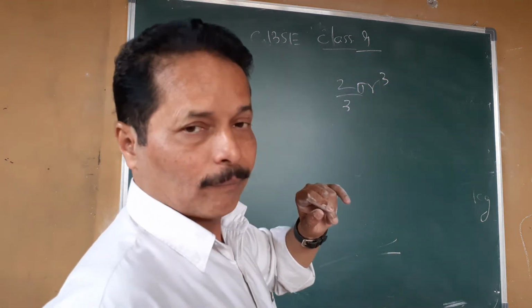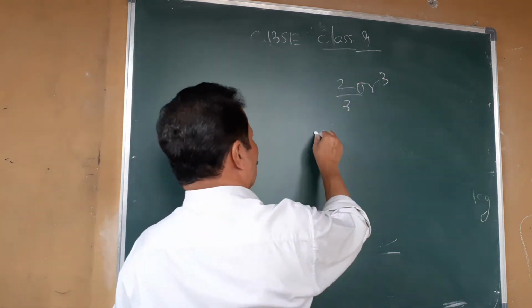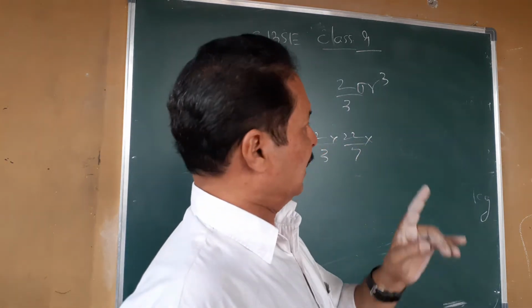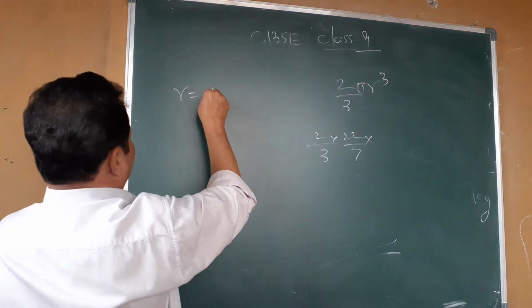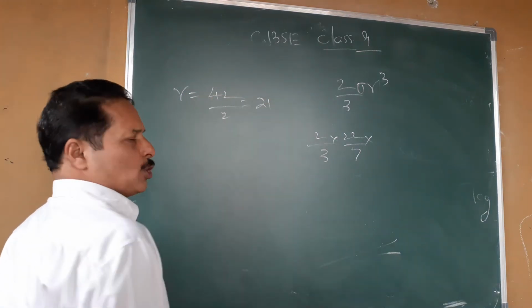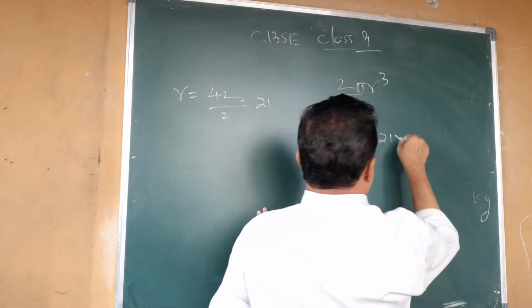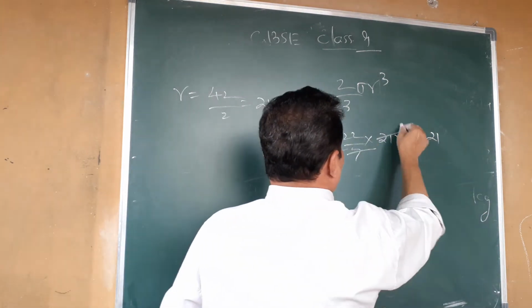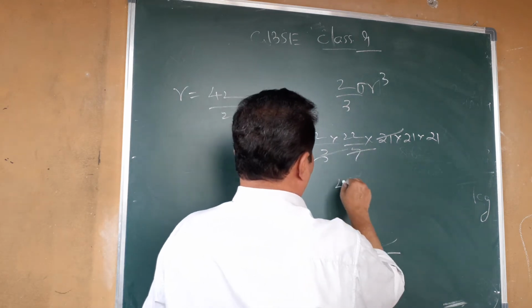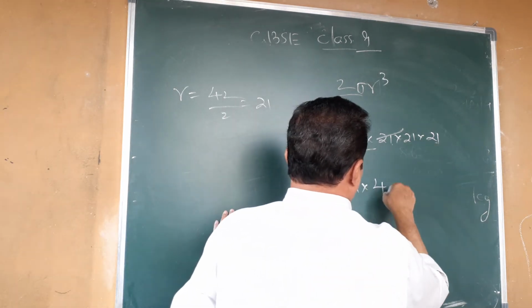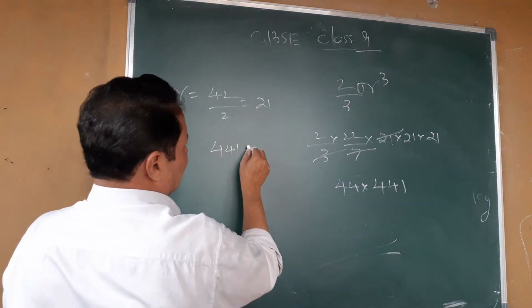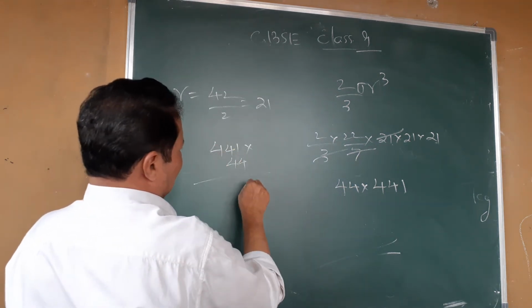Hemisphere. We want to find the volume, so 2 by 3 into 22 by 7 into, it is given the diameter is 42. So radius is 42 divided by 2, which is 21. So here it is 21 into 21 into 21. Now 3 into 7 is 21. You multiply, you get 44. And here you multiply 441. So 441 into 44, that's your answer.